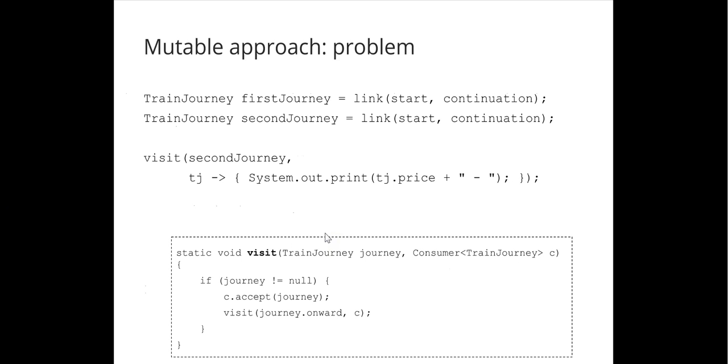Well, let's look at a potential interesting issue here. It makes sense to expect that once you link a starting journey and a continuation journey, and you do it again, you'd expect to have the same result out. Well, so here we've got a little code here that's going to visit the second journey. So it's just going to print out all the prices for each journey, so from Cambridge to London to Heathrow. What do you think will happen?